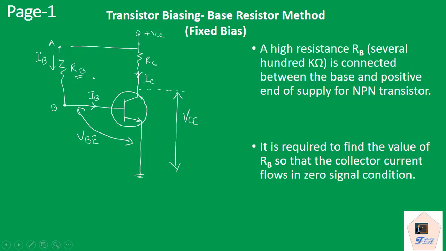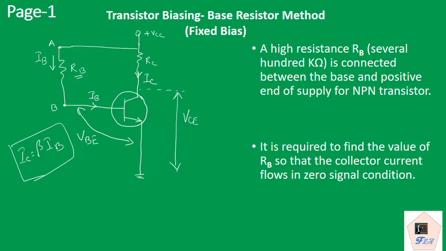Generally, the required zero signal base current is provided by VCC and it flows through RB. Thus, the base emitter junction is forward biased with the required value of zero signal base current, and as a result we get IC. We denote IC as beta IB, since ICBO is very small compared to IC, so we can ignore it and directly assume that IC is equal to beta IB.